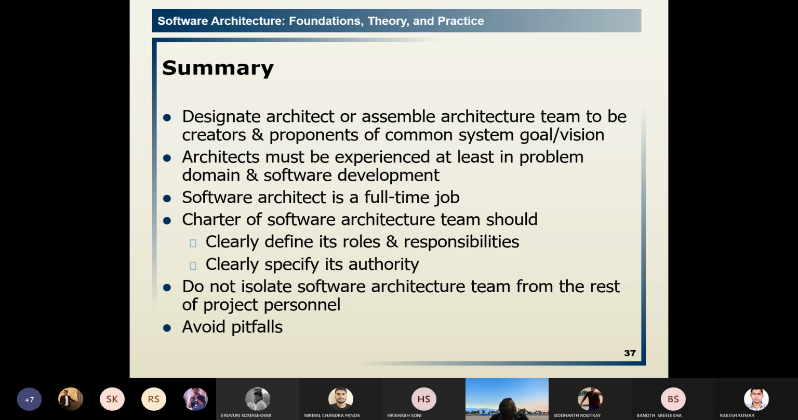Software architect is a full time job. It is a 24 hours job. It's not that I do it in 8 hours and after that go snoring, not like that. It's full time because you have to be expert in 11 skill sets.